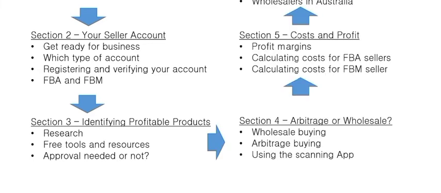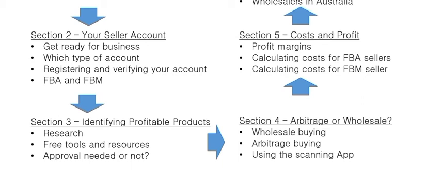Next, we're going to look at arbitrage or wholesale. So that's two different types of purchasing. We're going to look at wholesale buying, we're going to look at arbitrage buying, and you're going to learn about using the scanning app as well, so the Amazon scanning app. And in the next section, section 5, this is really important, you're going to learn about profit margins and what to expect, so what is reasonable and what is not reasonable. And I'm going to show you how to calculate your costs so that you know how much you can pay for something and still make a profit when you sell it on Amazon.